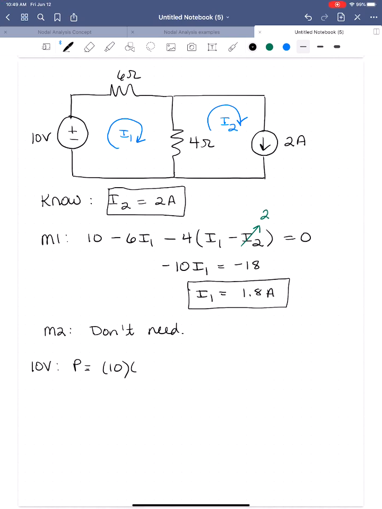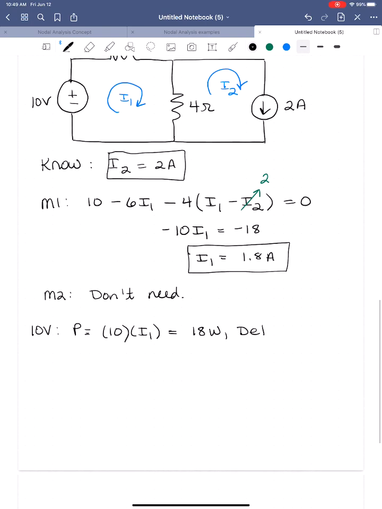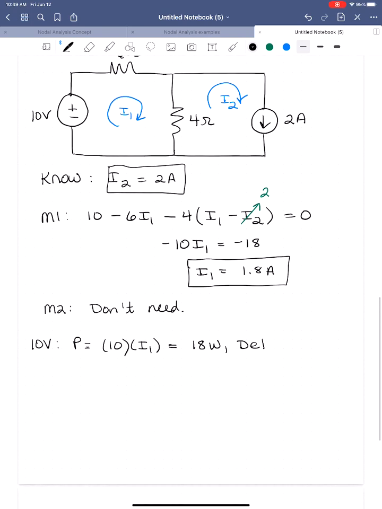So this is just going to be 10 times I1, or 18 watts. And this is delivered because that mesh current I1 flows from minus to plus with respect to the 10-volt source. Okay, now let's look at the 2 amp source.